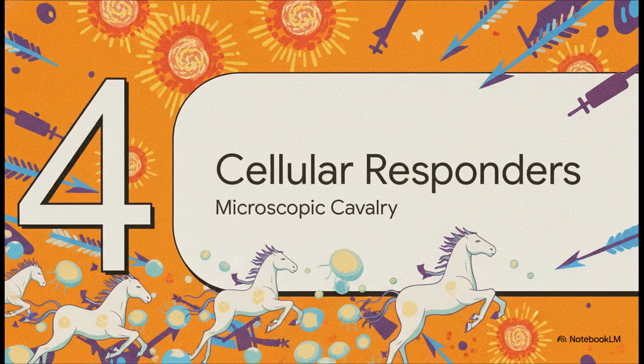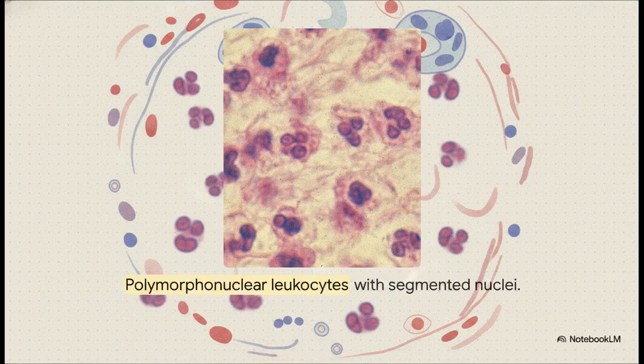All right, part 4, the cellular first responders, the arrival of the microscopic cavalry. So, with the chemical alarms ringing and the complement system activated, the stage is set for the physical cells to arrive. Meet your first line of cellular defense: polymorphonuclear leukocytes, or PMNs. Born right in your bone marrow, these cells are the most numerous of your circulating white blood cells, making up 50% to 70% of the total. And you can easily spot them under a microscope by their highly distinct, segmented, multi-lobed nuclei.